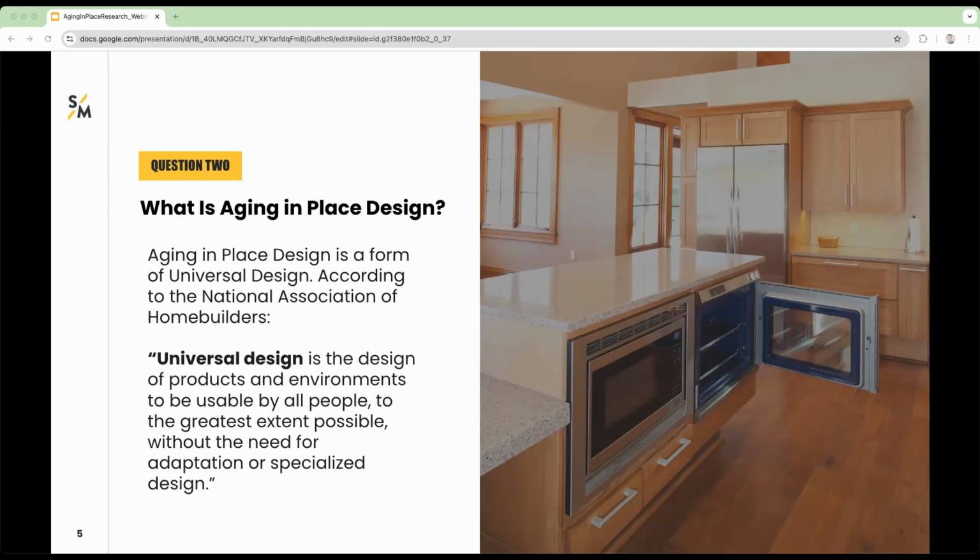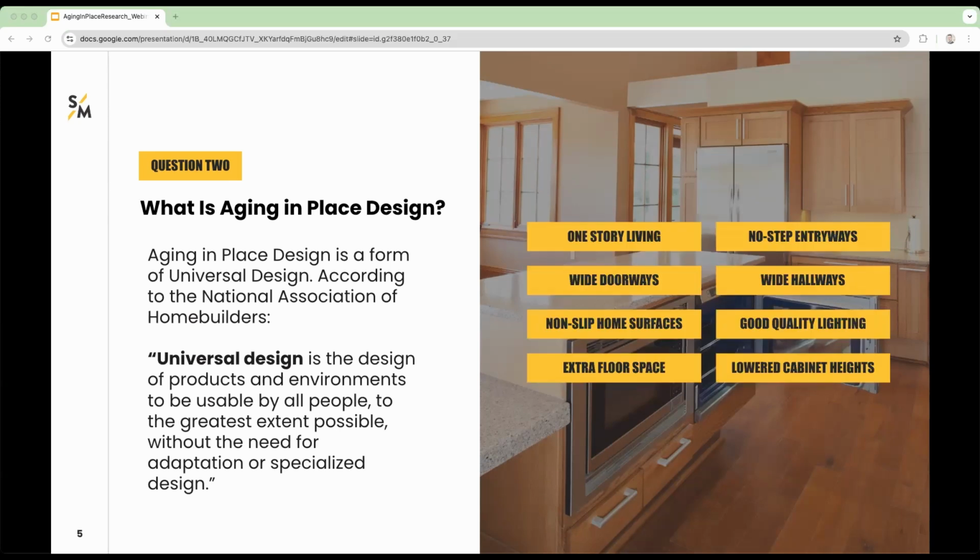So what does that look like in practice? Well, it's things like having one-story living where stairs aren't an issue, no-step entries, and wide doorways and hallways that can accommodate durable medical equipment and assistive tools like wheelchairs and walkers. Even things like non-slip surfaces on bathtubs count as part of universal design. So this design principle is really all about creating a home environment with an eye towards a long, safe, independent future.